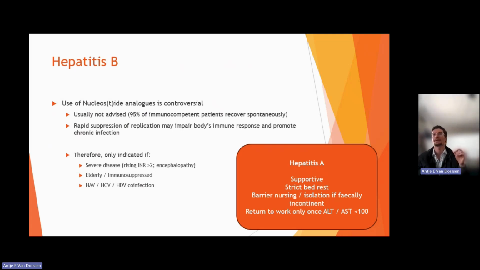And then there's just a small block there on hepatitis A, which we do see occasionally, and there's no clear direct management. It's all supportive with strict bed rest, barrier nursing or isolation if the patient is fecally incontinent. But if they're not, then they don't have to be isolated. And you can return to work only once the patient's ALT or AST is less than 100, because if you put stress on the body before that time, they can get this relapsing process, and it drags on for months.